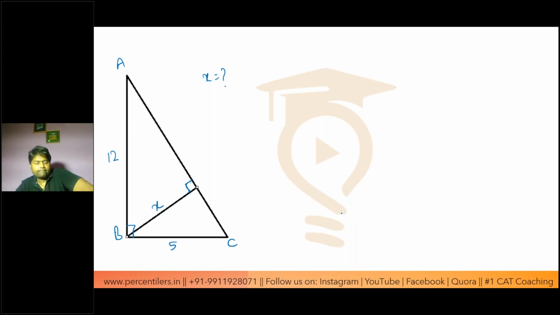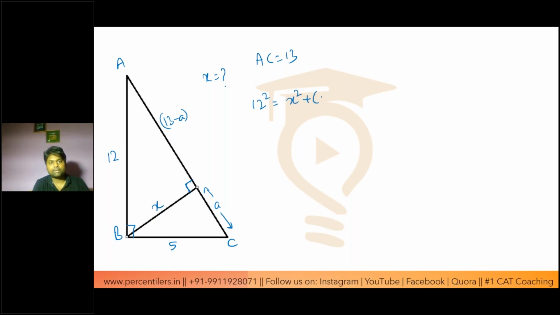So a lot of people do it like this. So they know that AC must be equal to 13, Pythagorean triplet. So what they do, they take in normal codes, they take this side as x, this part as a, and this part as 13 minus a, and then they apply Pythagoras theorem twice, like 12 square equal to x square plus 13 minus a square, and 5 square is equal to x square plus a square, and then they solve for x square and a square, and then they get the value.